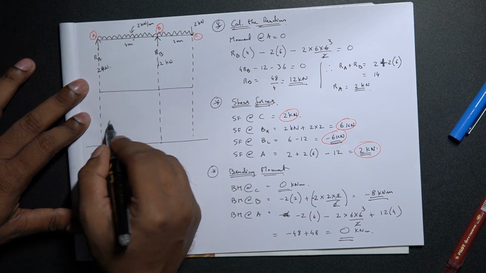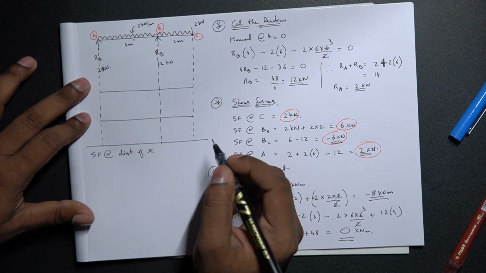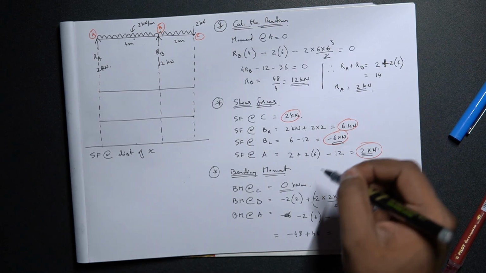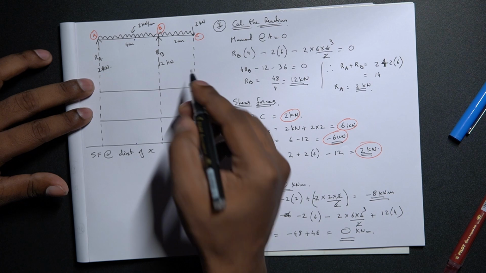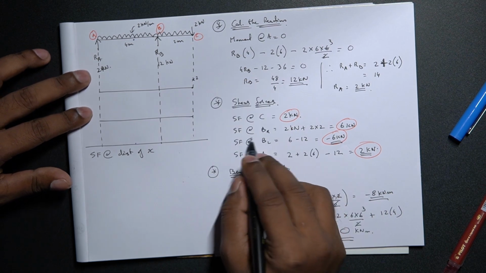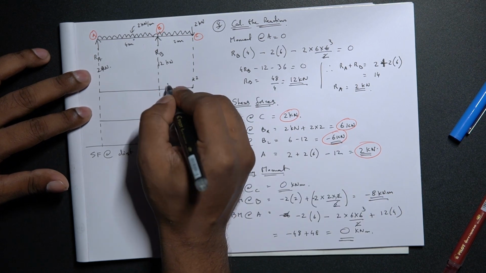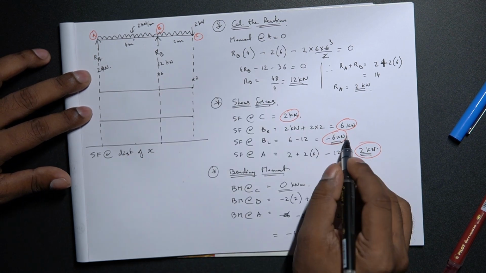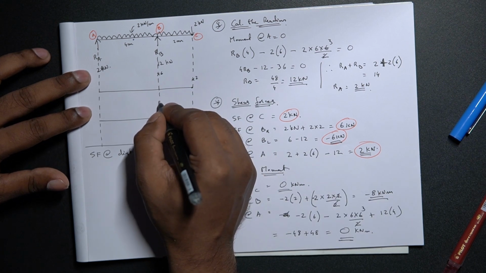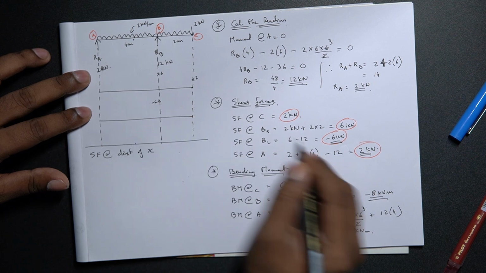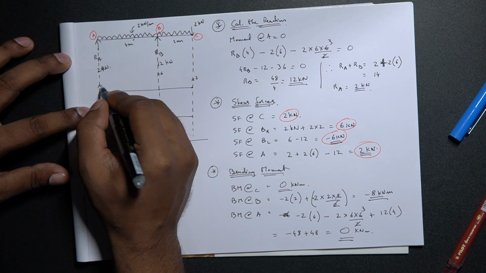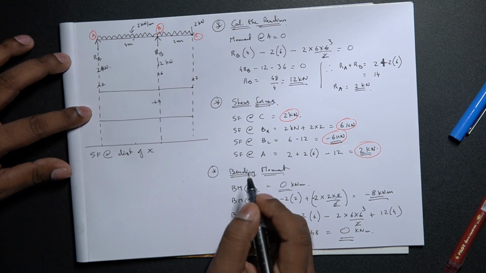So just put this as my SFD and BMD axis. Let's calculate my shear force at C, that is 2 kilonewtons. So since this is 0, I'll have 2 kilonewtons over here. Then shear force to the right of B is 6 kilonewtons, somewhere over here. Shear force to the left of B is minus 6 kilonewtons, so again it goes to negative, somewhere over here, minus 6. Shear force at A, that is 2 kilonewtons, again it is positive, somewhere over here, 2 kilonewtons.